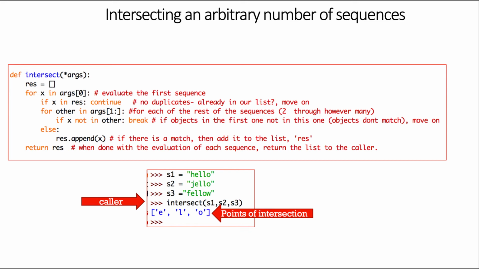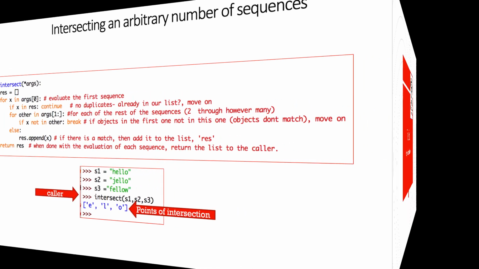We passed hello, jello, and fellow to our function, and it found E, L, and O. Those are the 3 elements that we have in common. So we don't want any duplicates. We just want to know across these different sequences, which elements do we have in common.